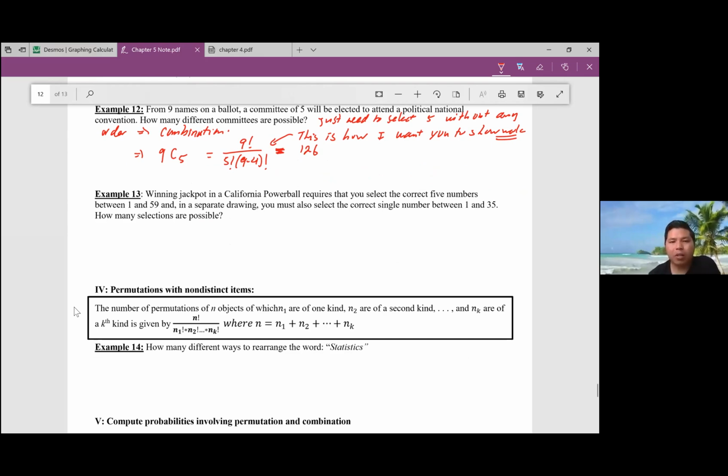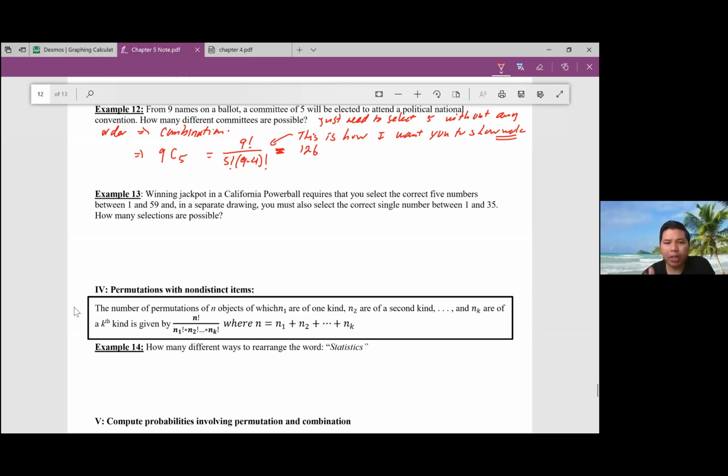Example 13. Winning the jackpot in a California Powerball requires that you select the correct 5 numbers between 1 and 59. And in a separate drawing, you must also select the correct single number between 1 and 35. How many selections are possible? Question, permutation or combination? Combination.